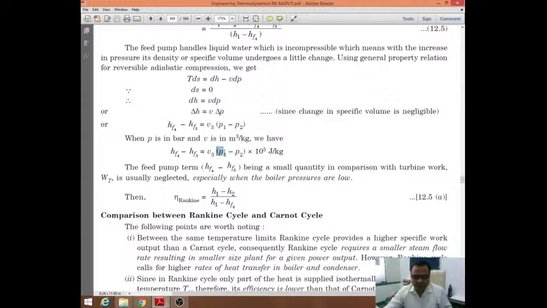If you know the boiler pressure and the condenser pressure in bar, you have to convert them into Pascal by using the multiplication factor 10 to the power 5. And then once you know the value of HF3, the boiler pressure, the condenser pressure and the corresponding volume at point 3, we can easily calculate the value of HF4.